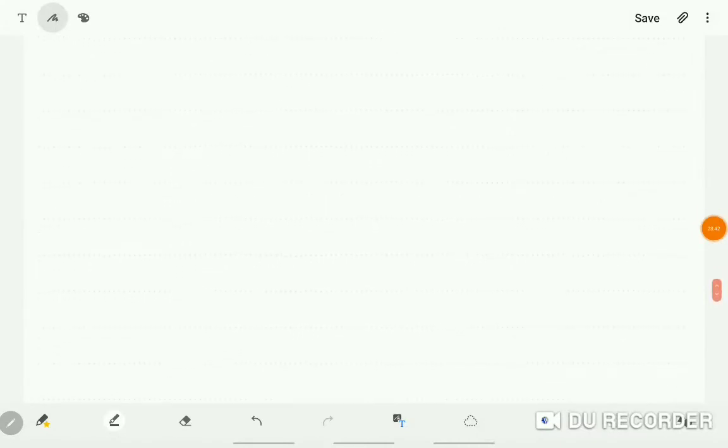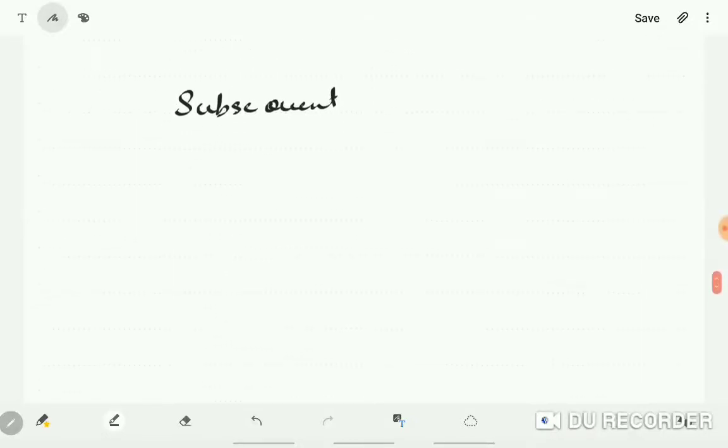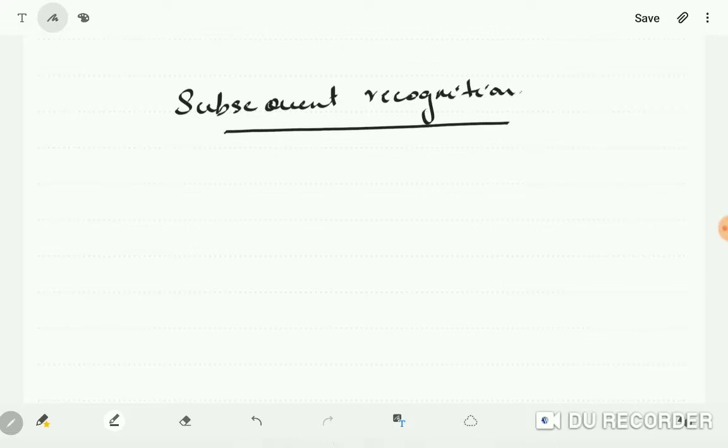First I'll do the subsequent recognition, calculating the depreciation. In the question, there is no information on whether the ownership of the asset passes to the lessee or not. So we will take the lease term or useful life, whichever is lower. The lease term is 3 years, and the useful life of the asset is given as 10 years. We should take the lower one, so I will take 3 years for depreciation.